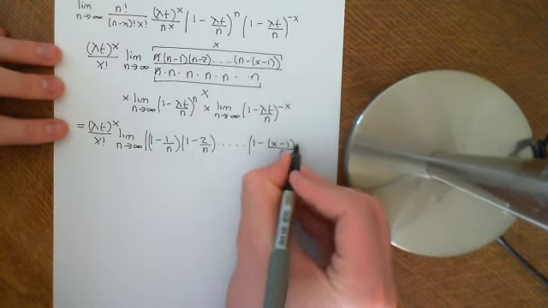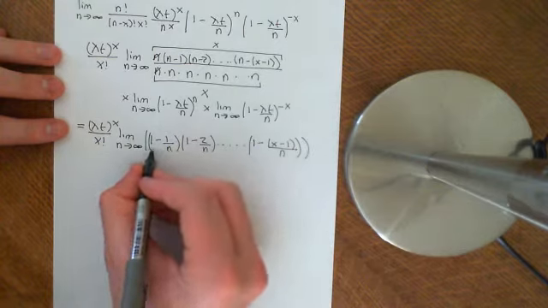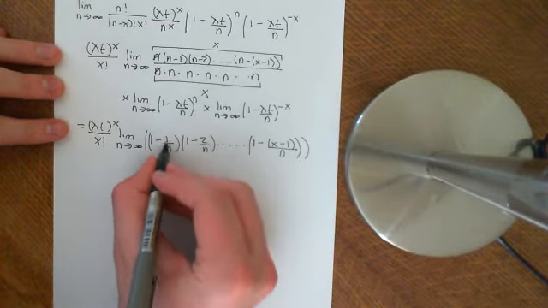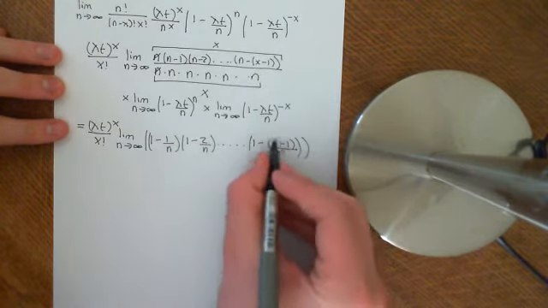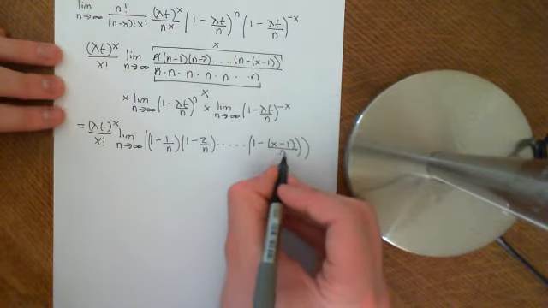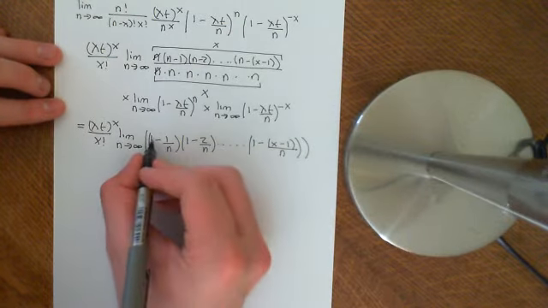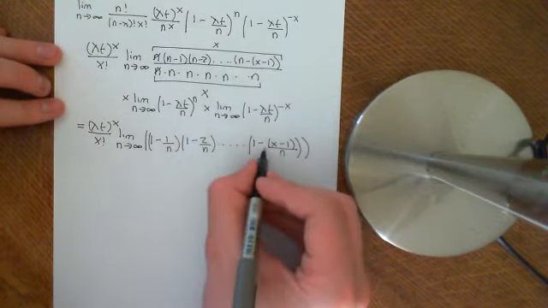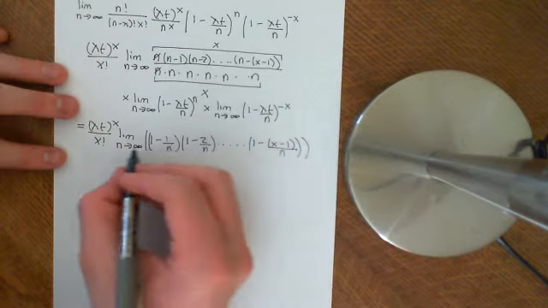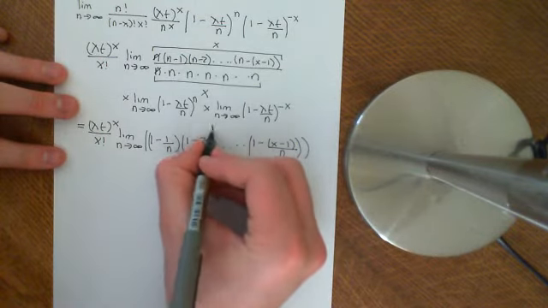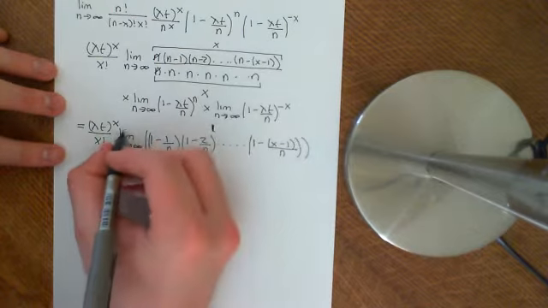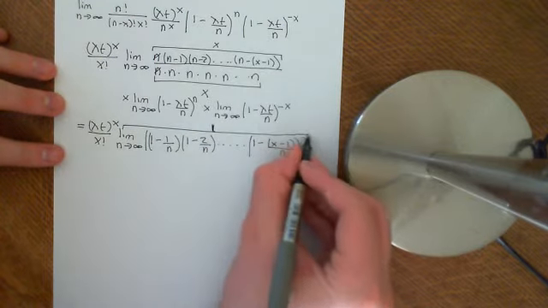Now, as n converges on infinity, all of these bits here, 1 over n, 2 over n, all the way up to x minus 1 over n, they all converge on 0. So this just converges on being 1 times 1 times 1, x times, which is just equal to 1 here. So that limit basically just becomes 1.